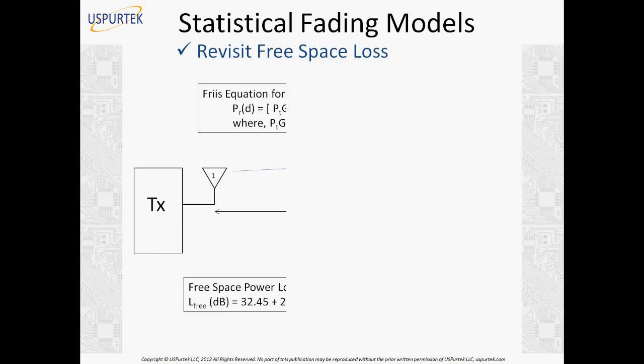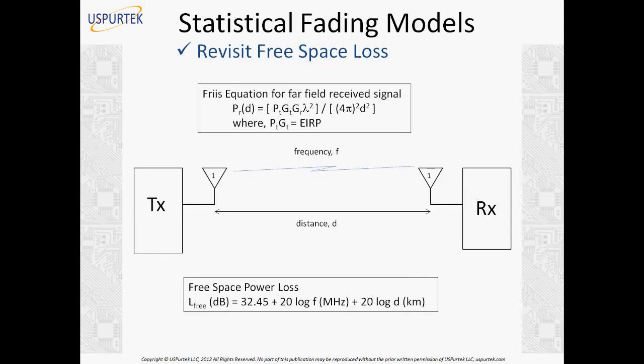Okay, let's revisit the free space loss a little. This is just a recap from the previous webinar. So we remember that this is the equation we use for free space power loss in the decibel form, where we have to input the frequency in megahertz and distance in kilometers. And it is derived from the Friis equation. And I hope you are all familiar with the EIRP, the equivalent isotropic radiated power.